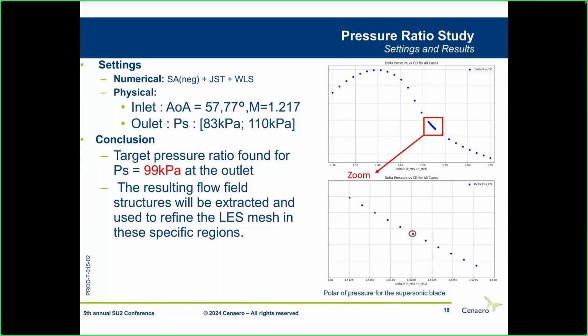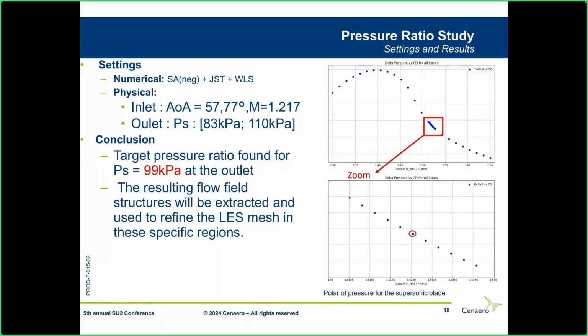And what the variation of the outlet static pressure does is that the shock is going to move from a position near the trailing edge to a position near the leading edge, and we see a decrease in the pressure ratio, and we find the objective pressure ratio at 99 kilopascal, which was not what we were setting at the beginning.